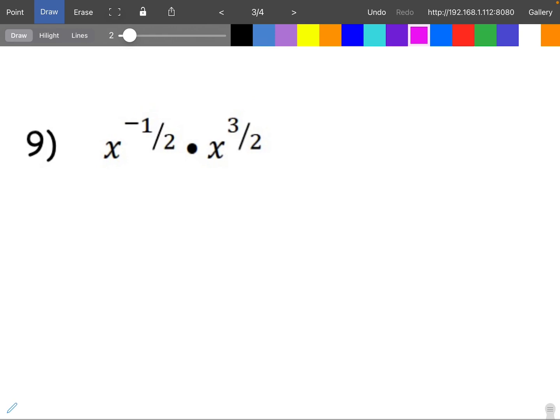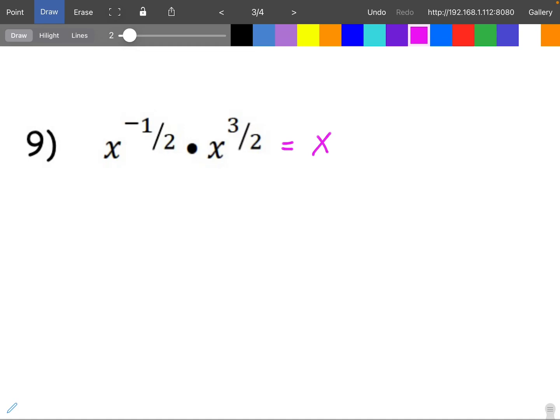All right, number 9, very similar. So we have two things being multiplied together that both have a base of x. So our answer will have a base of x. Since we're multiplying those two things together, we're going to add the exponents. But this time, one of the exponents is negative. I don't actually want you to flip this and move it to the bottom. We're going to combine our exponents, and then if it's still negative, we'll flip it.